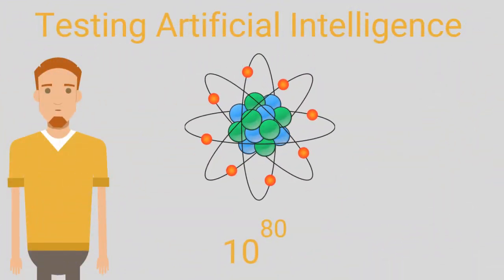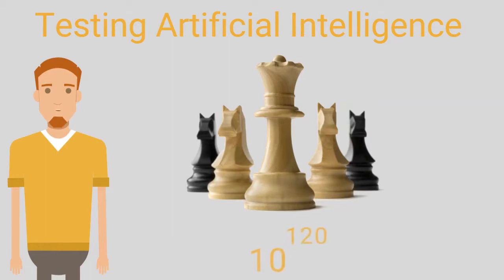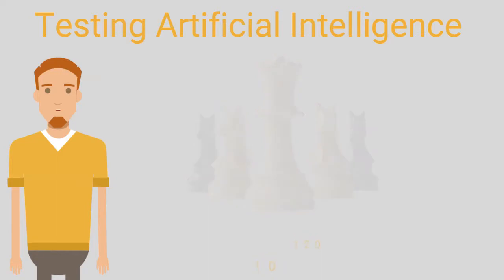There are approximately 10 to the power 80 atoms in the known universe. That is 10 followed by 80 zeros. Chess is a game with a complexity of 10 to the 120. It was thought that if a computer could beat a grandmaster at chess, then we would have achieved artificial intelligence.